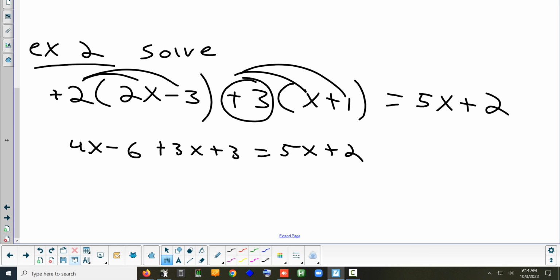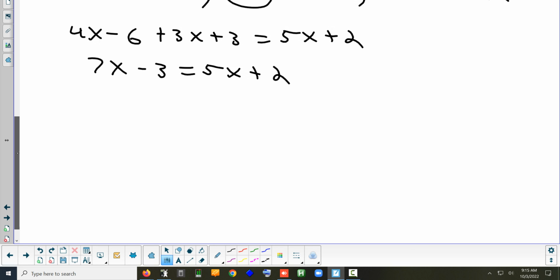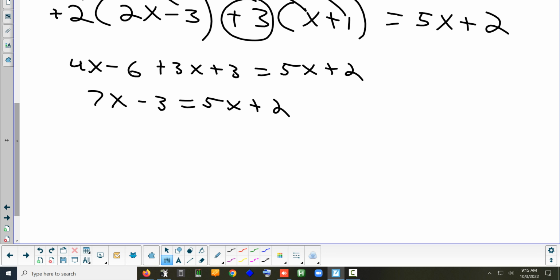So when you combine like terms on the left, what do you get? So you get 7x minus 3. Okay, so getting simpler. Chris, I got a couple options, but what could I do next? You could subtract 5x from 7x.